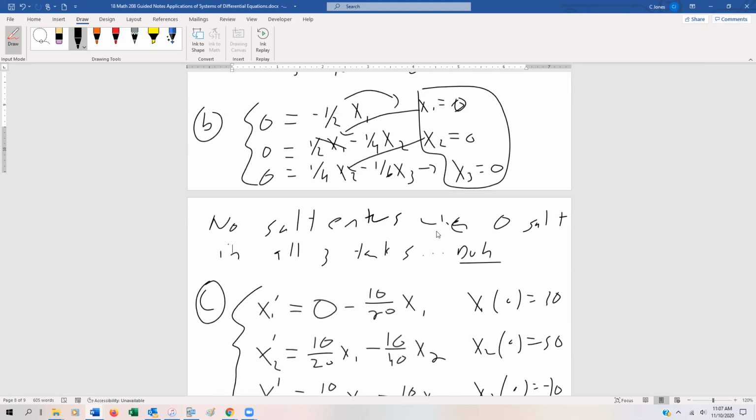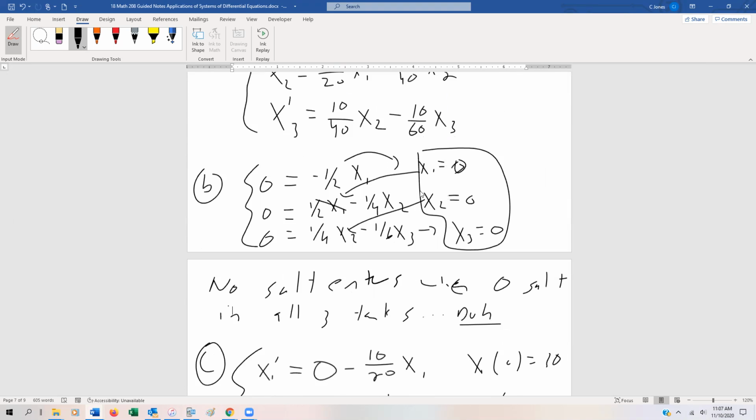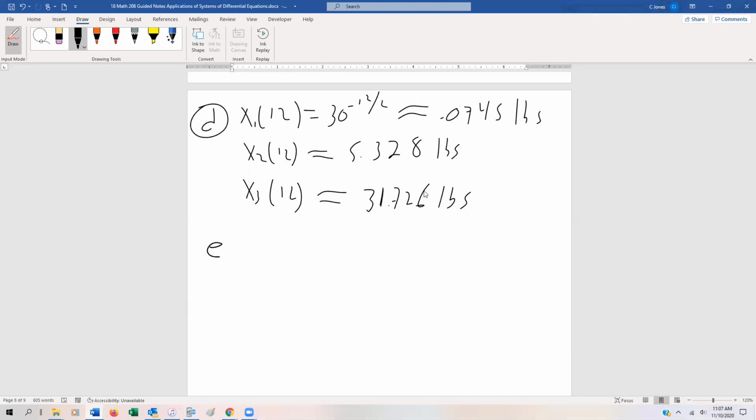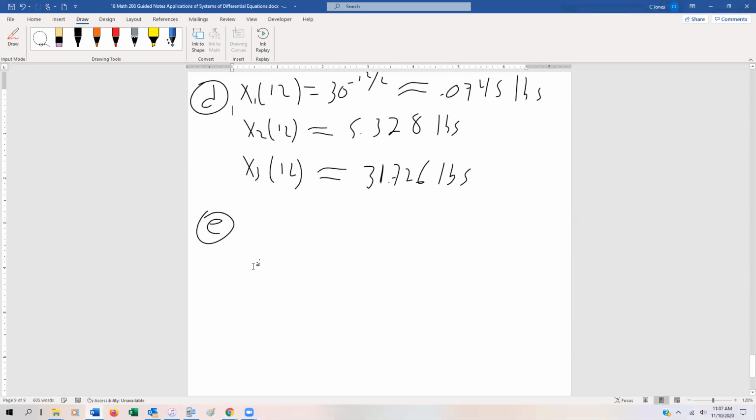So if I'm running the company or if I'm an engineer or something like that, I want to plot the solutions on the same graph and try to approximate how long it will take to contain almost no salt from the graphs. All right, so I prepared a graph. I just utilized Wolfram Alpha to do this. And I'm going to copy and paste the graph I got. I'm certain that you guys know how to plot these on a graph. Right, so let me go down here.